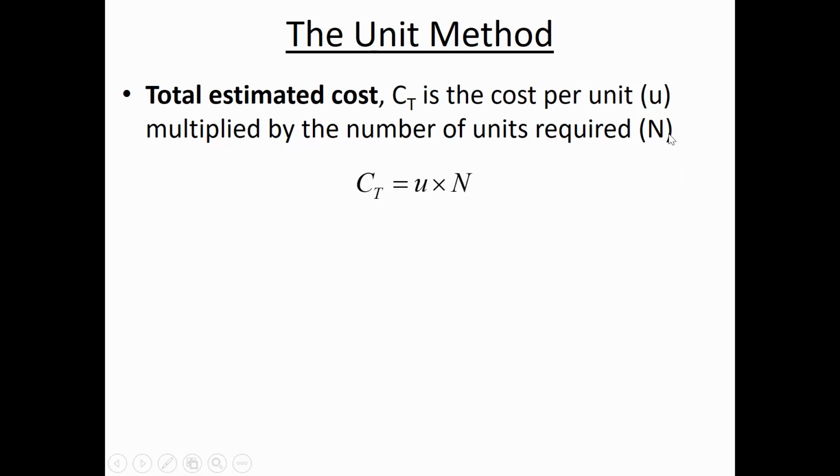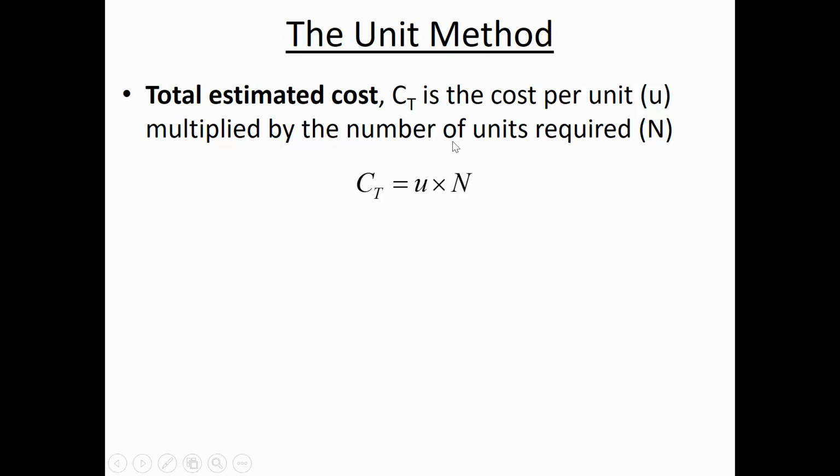Okay, so let's actually learn one of those techniques for cost estimation, and the simplest among them is called the unit method. The unit method says if you know how much a certain amount of something costs, and you know how much of that item you're going to require, then you find the cost by just multiplying the unit cost by the number of units required. Really simple idea.